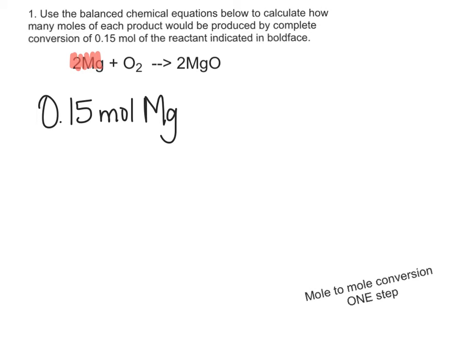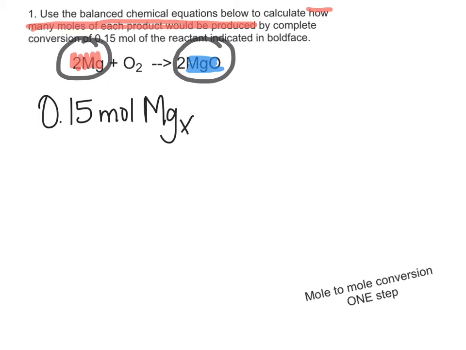And we want to know, according to this, how many moles of each product will be produced. This is what we're looking for. So in this case, our product is magnesium oxide. So we're going to convert from moles of magnesium to moles of magnesium oxide. Okay? So we start with writing what is given, which I already did here. And then we're going to use our conversions.